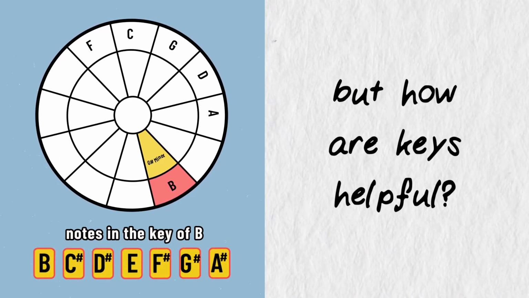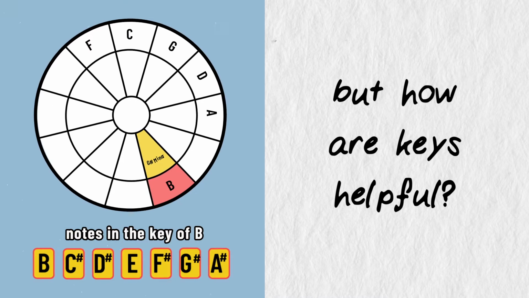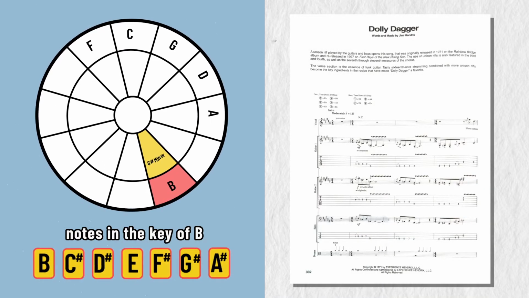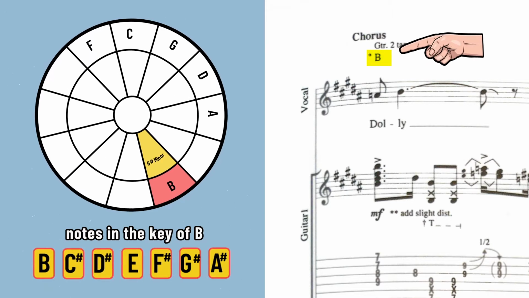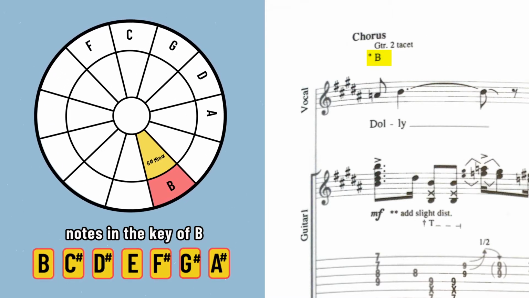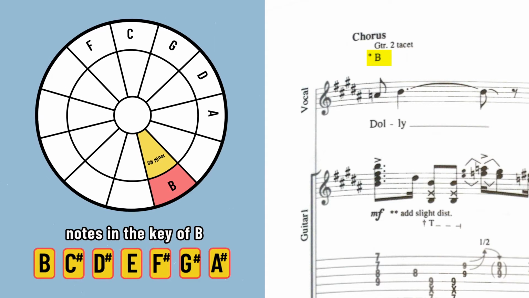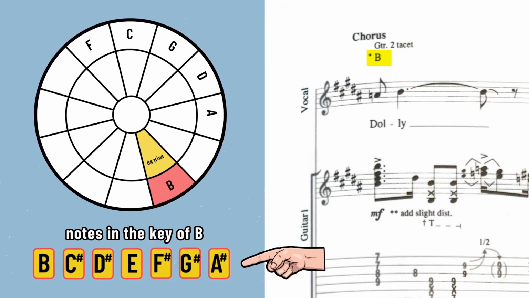The reason that knowing the sharps or flats in a key is actually helpful for you is that, say you're playing this track Dolly Dagger by Jimi Hendrix. If you know that the song is in the key of B major, even before you start playing it, you can anticipate the notes that you're going to play, which are these ones here.